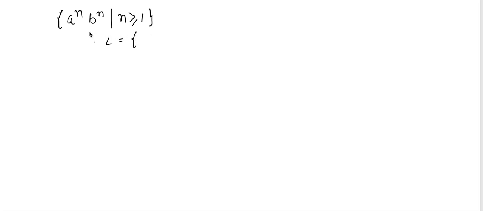If we put n equal to 1, what will happen? It becomes ab. Then if we put n equal to 2, it becomes aabb, and so on. So these are the strings present in the language. So let's try to accept this language with the help of FA. FA means with the help of DFA or NFA. Let's try to draw it.